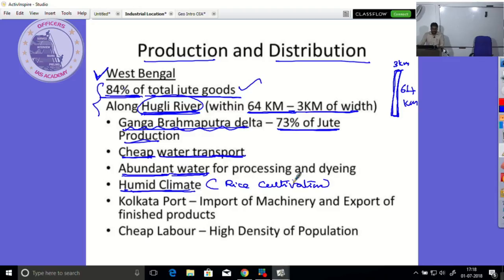It also takes the advantage of Kolkata port, where the import of modern machinery or the export of finished products, both can be facilitated with the help of Kolkata port. And finally, which is applicable to entire India, cheap labor again. These are some of the factors which determined the locational aspect of jute industries in West Bengal, sir.